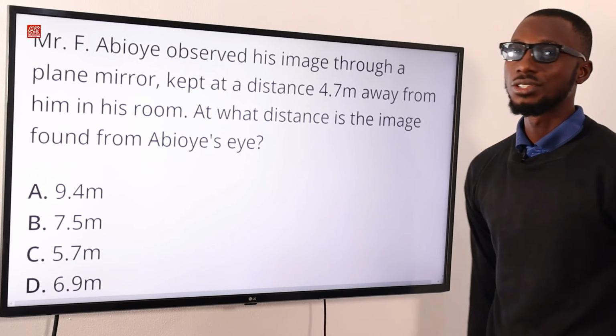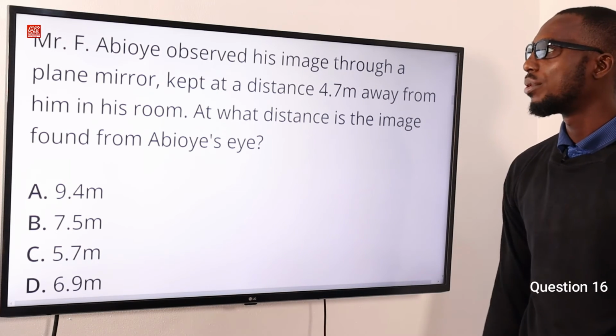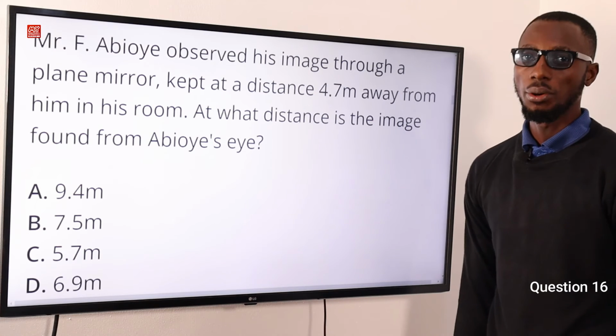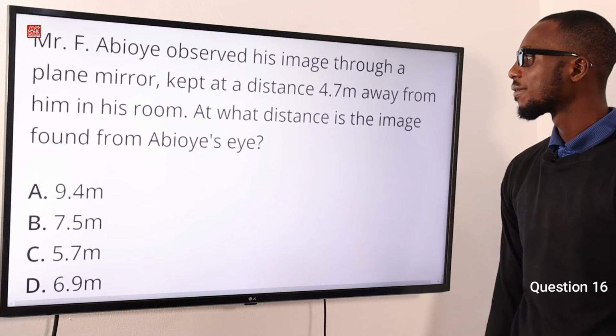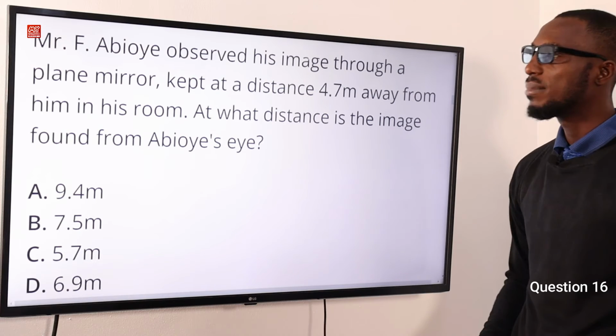So join me as we solve question 16. Mr. F. Abioye observed his image through a plane mirror, kept at a distance of 4.7 meters away from him in his room.